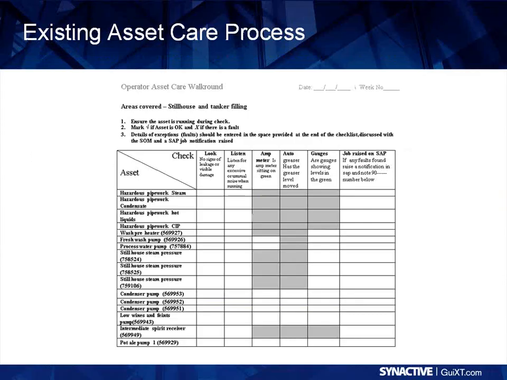Okay, so here's the actual paper that they would have to use and walk around the plant. They would have to print this out. They'd walk around to each one of these pieces of equipment here on the left-hand side, and then they have to look for signs of leakage and check it. Listen for any excessive or unusual noise when running, on each of these pieces of equipment. And then at the end of the day, they would have to type it into the SAP system or provide it back to a clerk who would enter in the data.